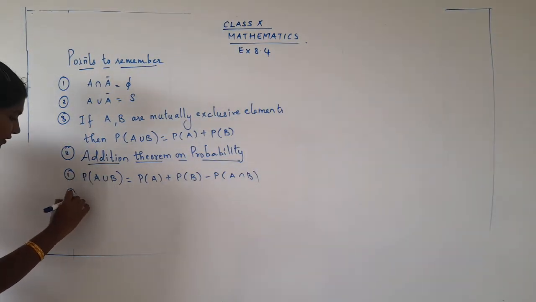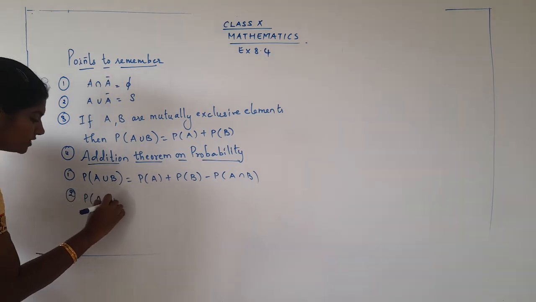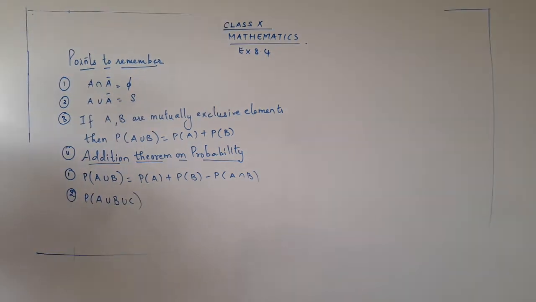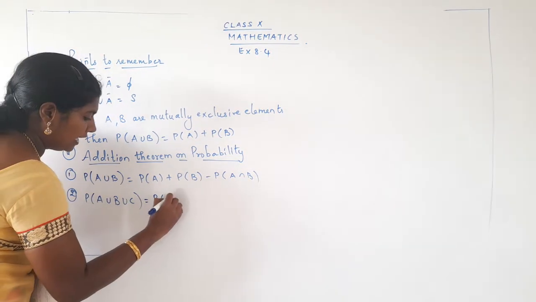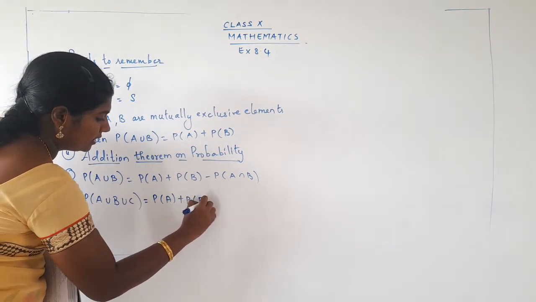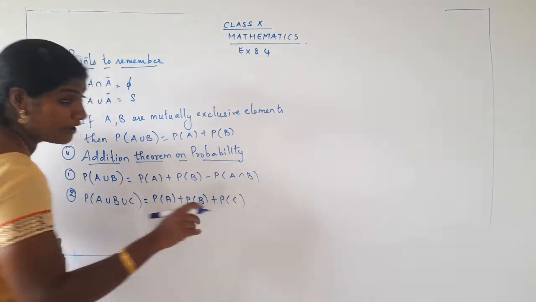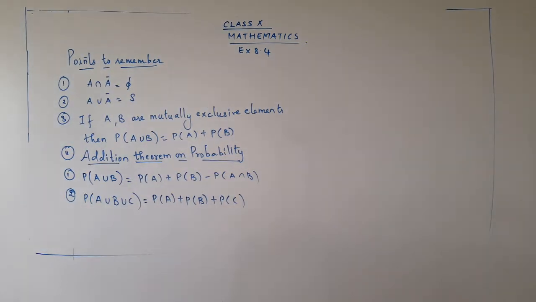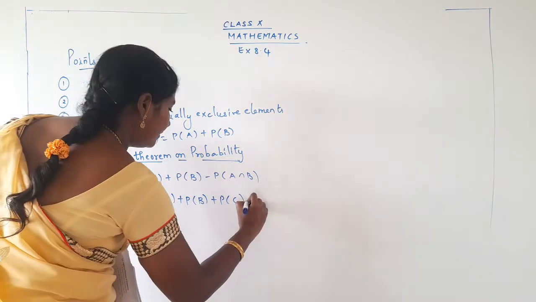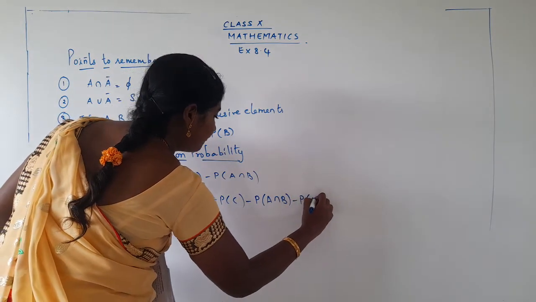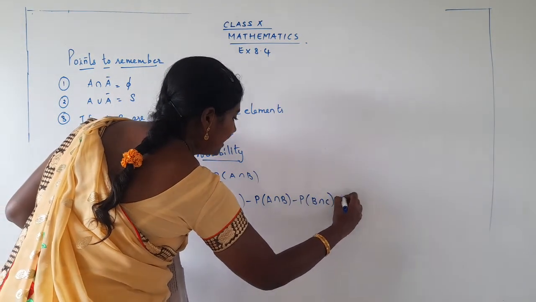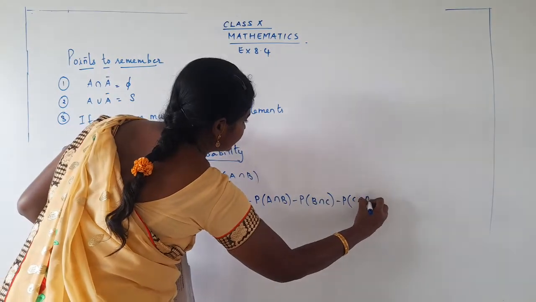Suppose you have 3 events. If you are talking about 3 events, P of A union B union C is equal to P of A plus P of B plus P of C. First you have to add all the probabilities of the 3 events separately. Then you have to subtract the intersections: minus P of A intersection B, minus P of B intersection C, minus P of C intersection A.